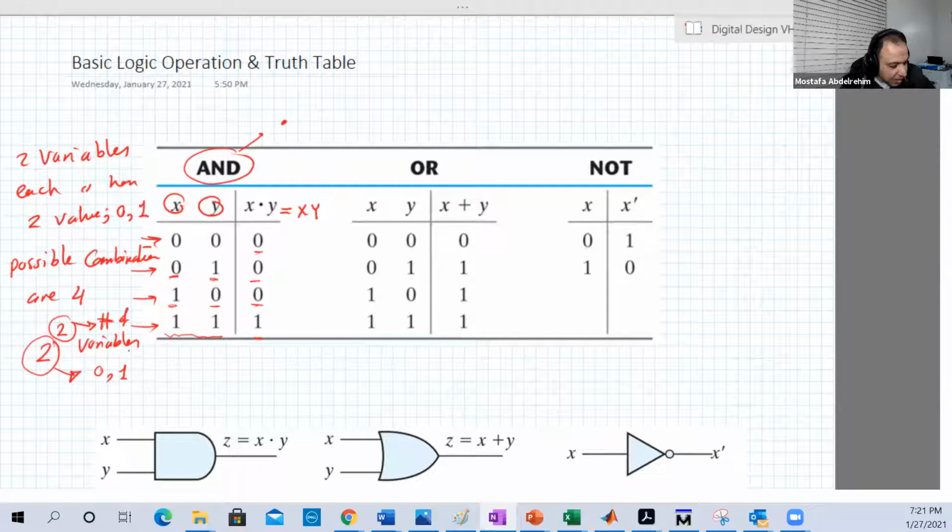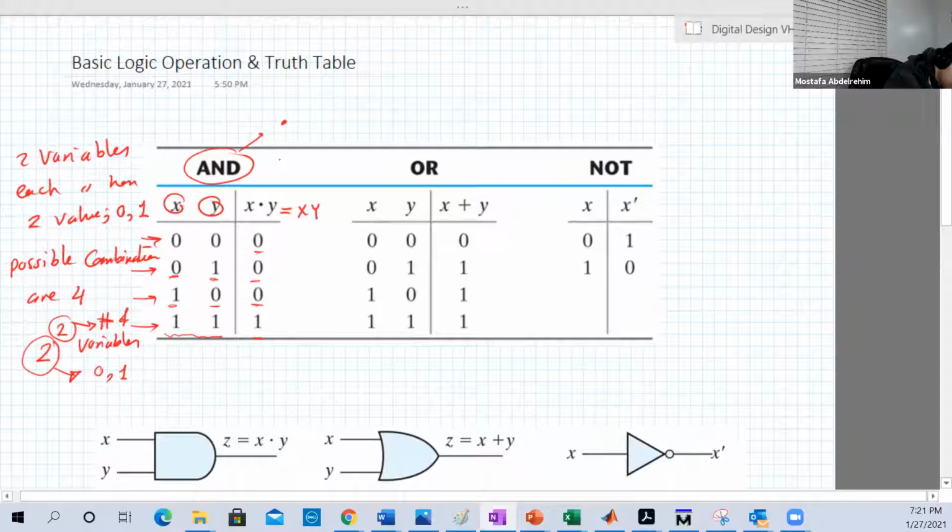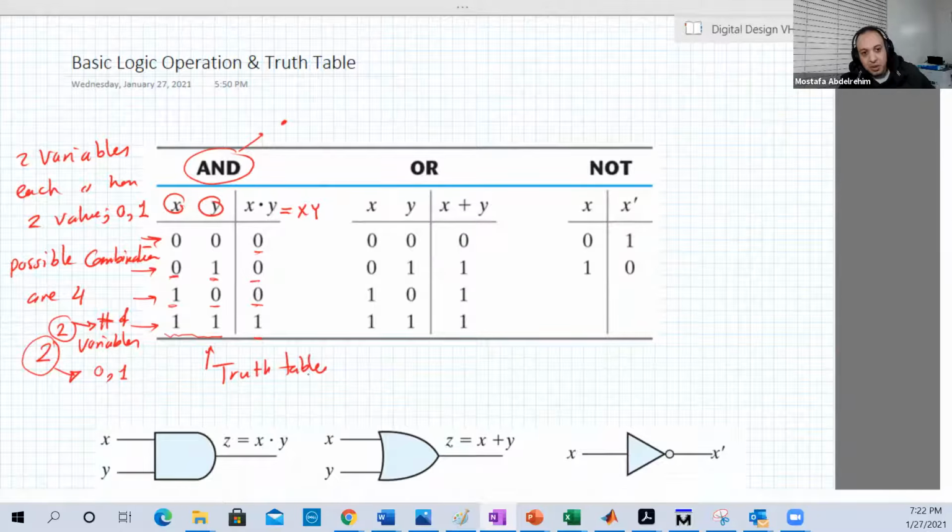Okay. And we call this table here the truth table. So this is the truth table, which gives you the truth, or the behavior of the output based on all the possible combinations of the input.